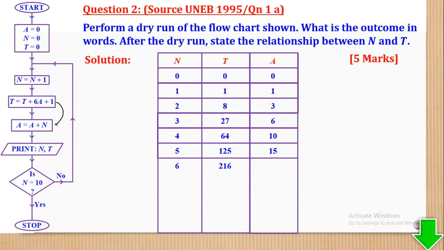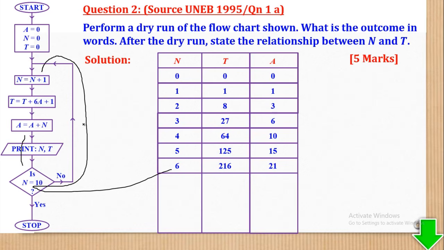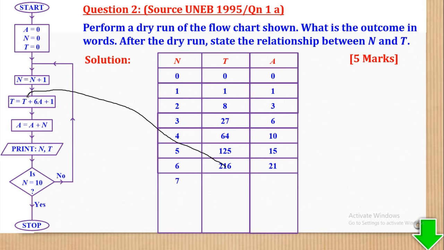Then from this, A becomes A plus N, so this plus this gives you 21. Then print and go to the decision. This decision takes you to a no, so no means you increment N by 1, so it was originally 6, it will become 7. Then from there, I'll remember that T is now 216 and A is 21, therefore 216 plus 6 times 21 plus 1 gives you 343. Then from this, I'll go to this where A becomes A plus N, so this plus this will give me 28.